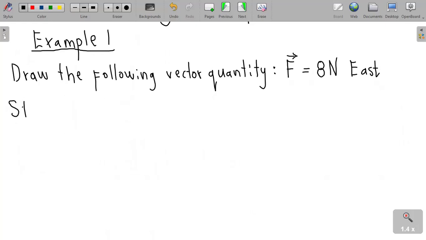What does it say? They say decide on a scale and write it down. The aim of this scale is that it helps us to fit the vector on the page. So here we can say 1 centimeter equals 2 newtons. See?